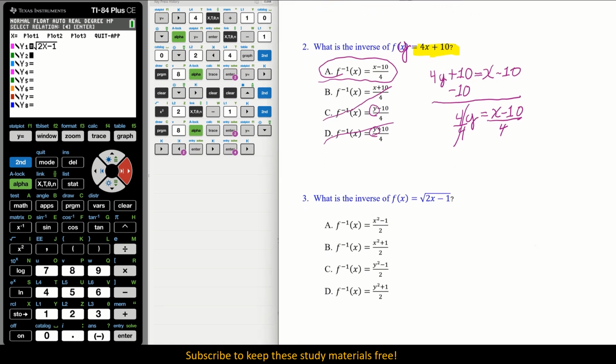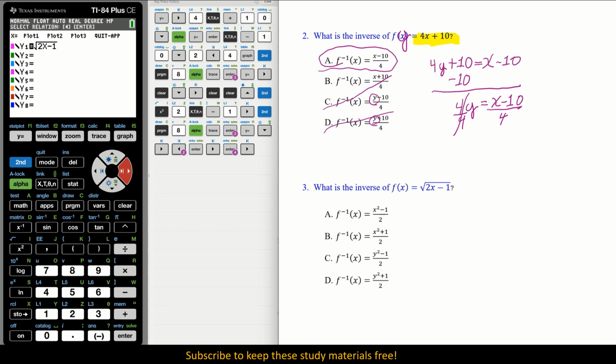So what do we have? Well, we know that this has got to be y. F of x is our y. So we invert. So 2y minus 1 equals x. Now that we can read it.